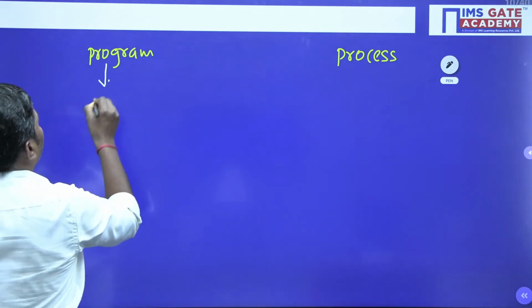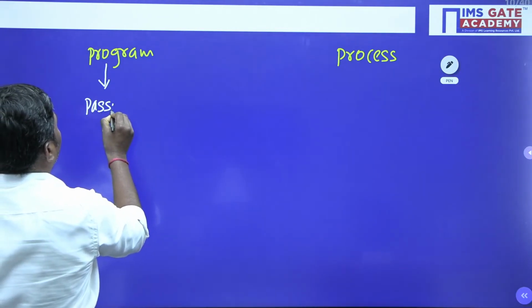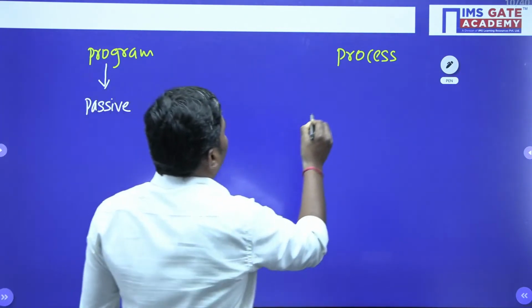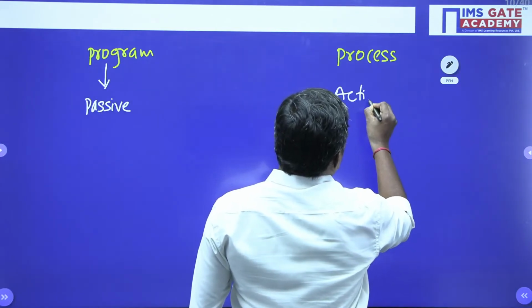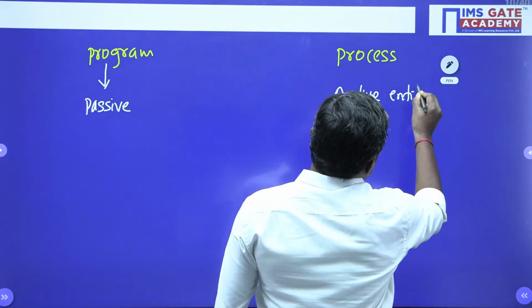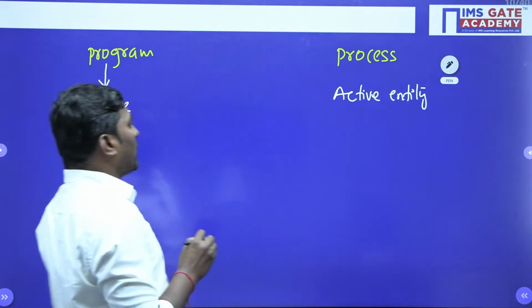What I said, a program is a passive entity, right? Passive entity. A process is an active entity. Is it clear? Passive and active entity, first point.